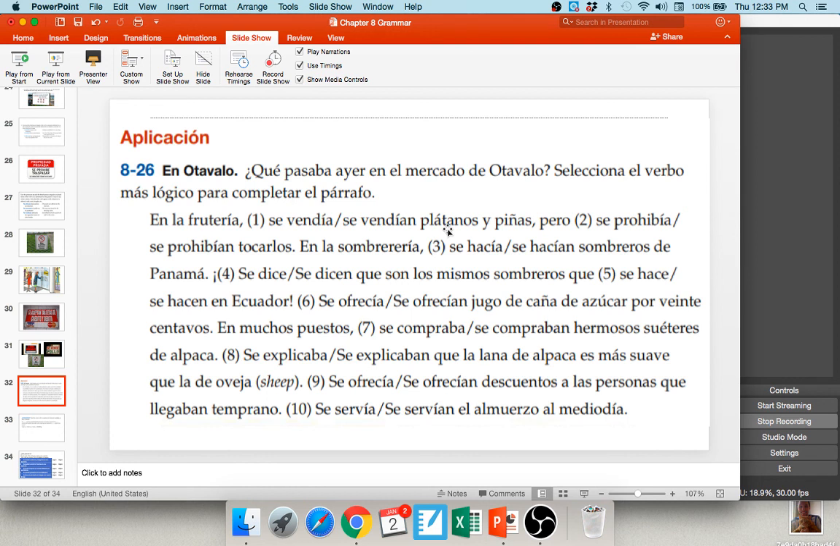bananas and pineapples are sold, but either se prohibía or se prohibían tocarlos. So at the fruit store, pineapples and bananas are sold, but one is prohibited from touching them. In this case, tocar is an infinitive, and we're saying that one is prohibited. Se prohibía from touching, tocar, because it's an infinitive. Okay, hopefully you're getting a feel for those.